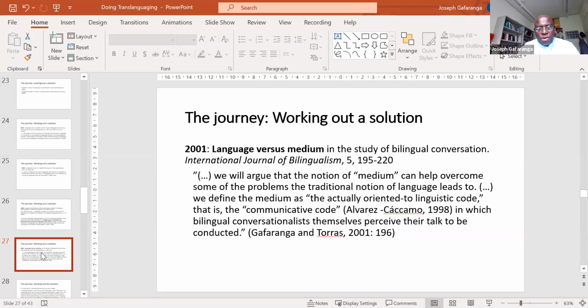Again, in the same paper on language versus medium, we argue that the notion of medium can help overcome some of the problems the traditional notion of language leads to. We define the medium as the actually oriented to linguistic code, that is the communicative code, in which bilingual conversationalists themselves perceive the talk to be conducted.